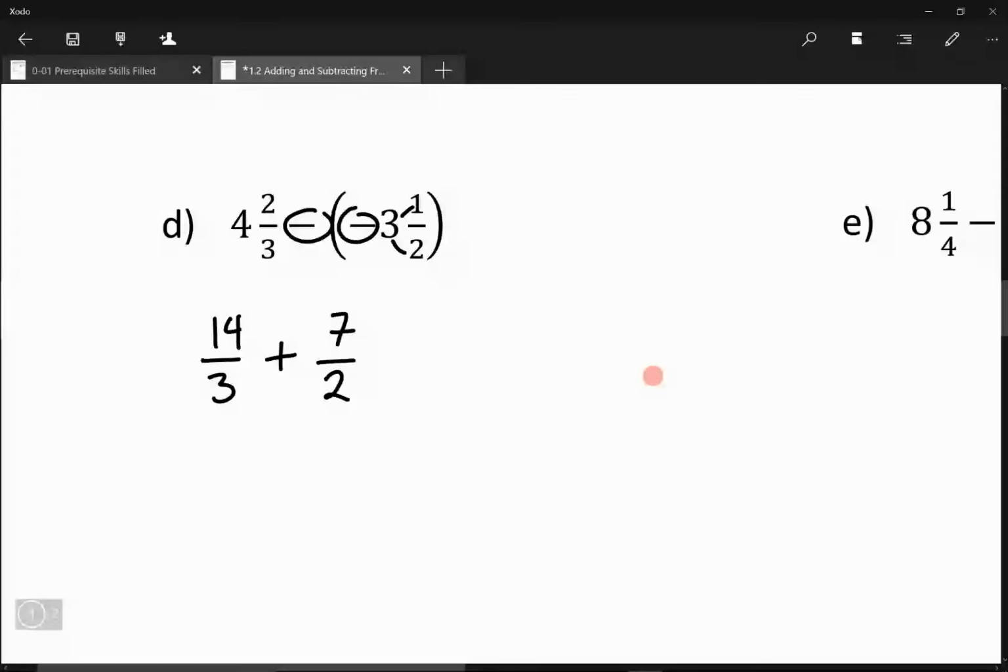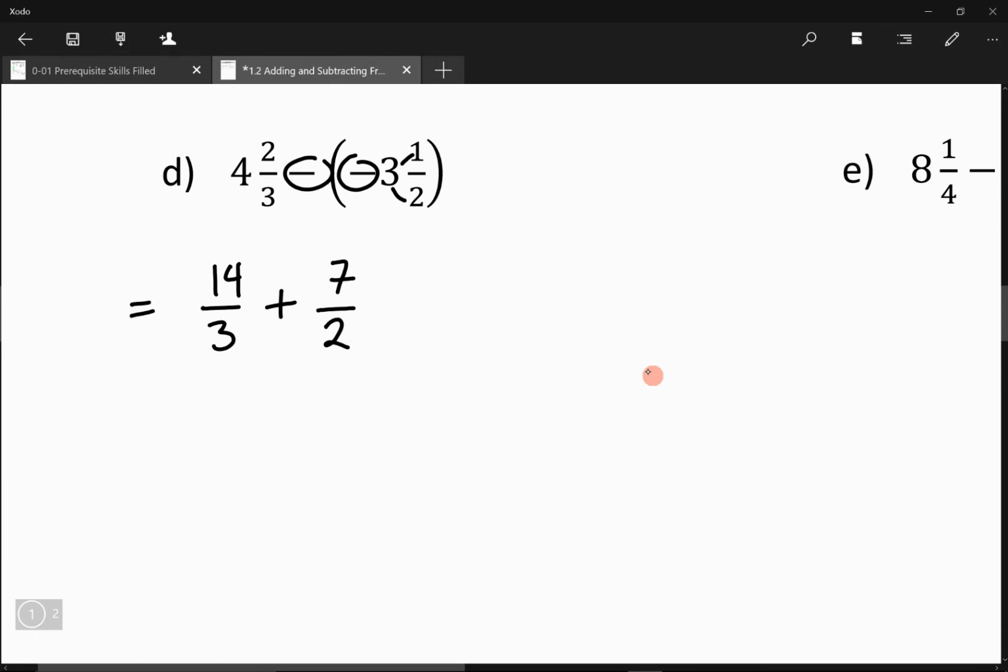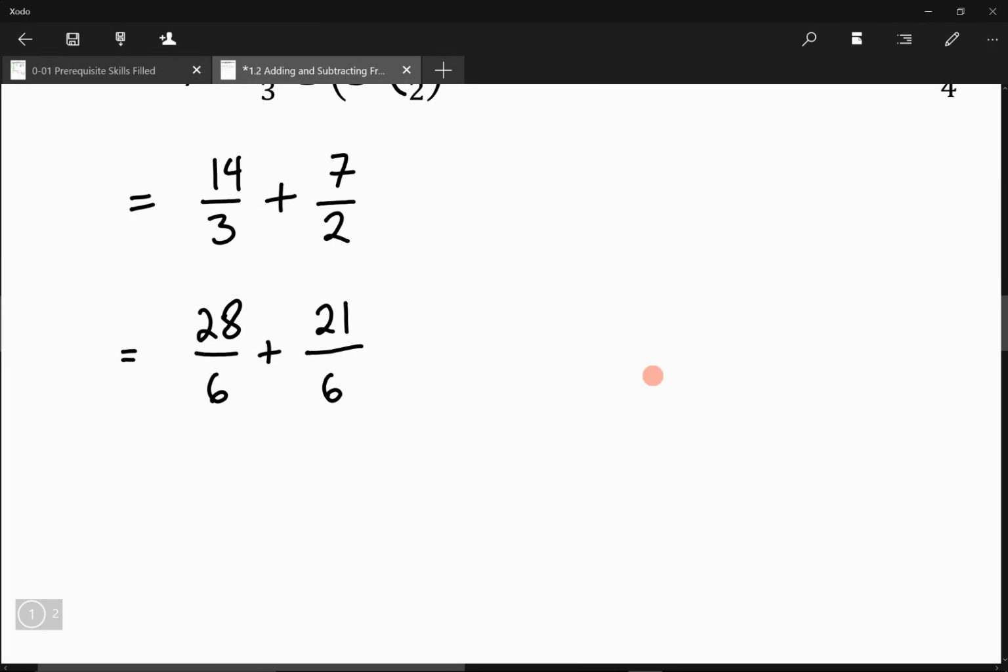The common denominator here is going to be 6. So I'm going to write this as basically double the numbers here. So 28 over 6 plus, 2 times 3 is 6, and 7 times 3 is 21, so 21 over 6. And then if I add the two numerators, I get 49 over 6.